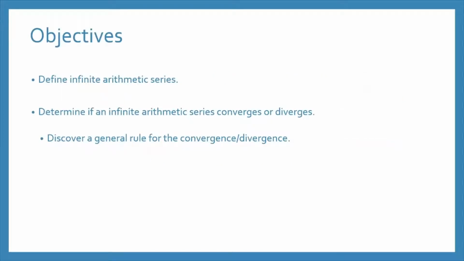So first off, we'll talk about a few of our objectives. The first objective is to define what an infinite arithmetic series is, and how that would differ from arithmetic series and arithmetic sequences, both in the finite and infinite senses. And then we will also determine if an infinite arithmetic series converges or diverges. With that, we're going to discover a general rule for the convergence and divergence of such series.